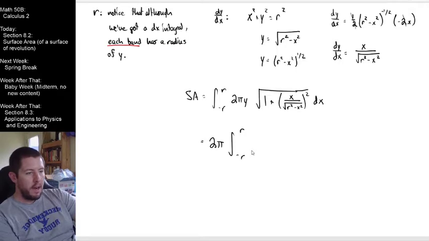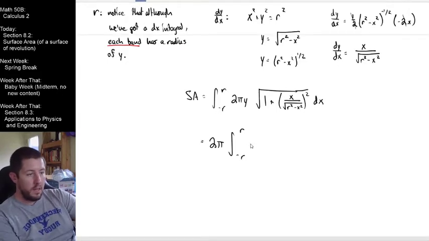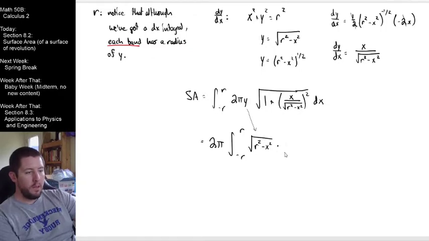y is our square root. I don't think I need the fractional power. I can write this as a square root right here. Square root of r squared minus x squared. That's y right there. It's come down right there. Times the square root of 1 plus x squared over r squared minus x squared, right? Notice x got squared, the square root got squared, and so it went away.